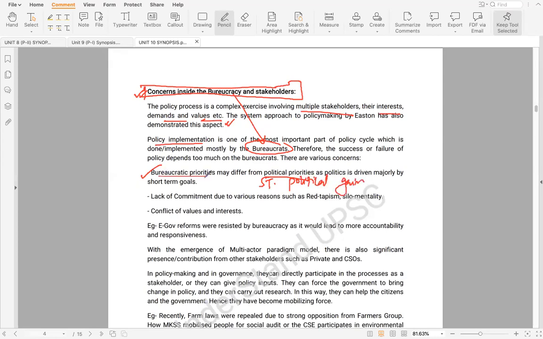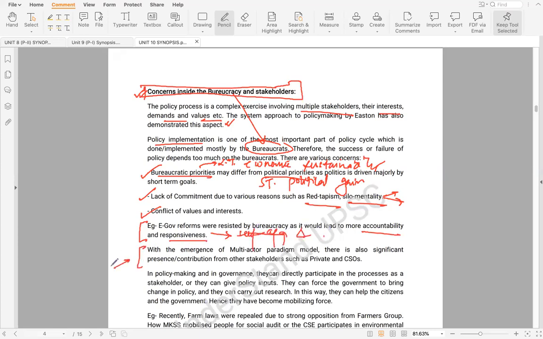Versus an ideal bureaucratic priority should be long-term economic sustainability, right? Then there can be a lack of commitment due to various reasons, such as red tapeism, silo mentality, mai-baap culture, treating citizens as slaves or to be overpowered rather than empowered. Then there's a conflict of values and interests. For example, e-governance reforms are resisted by bureaucracy as they lead to more accountability and responsiveness. Their behavior of self-aggrandizing and utility maximizing is another problem.